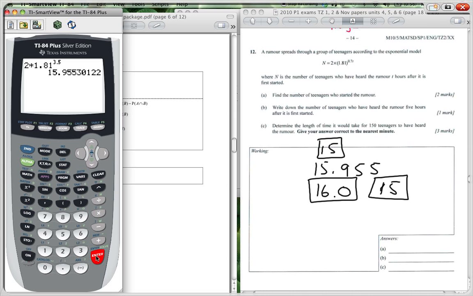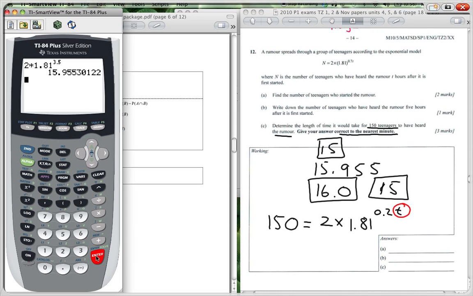Then it says, determine the length of time it would take 150 teenagers to have heard the rumor. Give your answer correct to the nearest minute. So in doing this, we're going to have 150 is equal to 2 times 1.81 to the power 0.7t. And we actually want to work out what this t is.